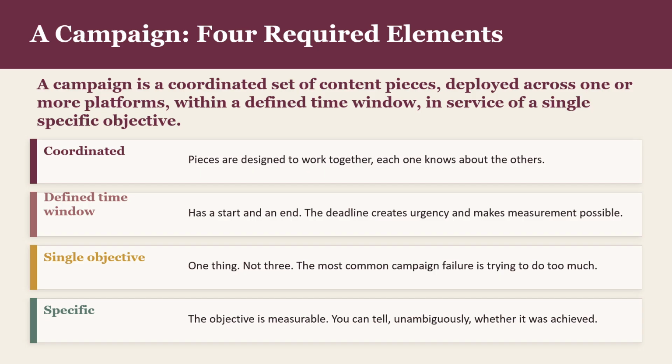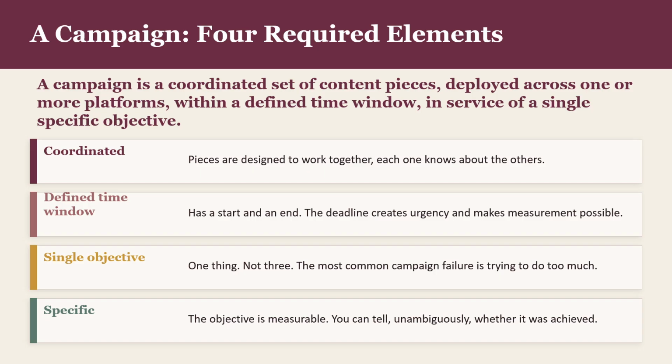It needs to be coordinated. The pieces are designed to work together. They reference and build on each other. They collectively move the audience towards the same goal. If you pulled one piece out and it didn't affect the others, you don't have a campaign, you have a collection of posts. They need to build toward or include your primary message, your specific message for that campaign. You need to have a defined time window. A campaign ends. That's not optional. The ending is what makes measurement possible, and the deadline is what creates urgency for the audience.